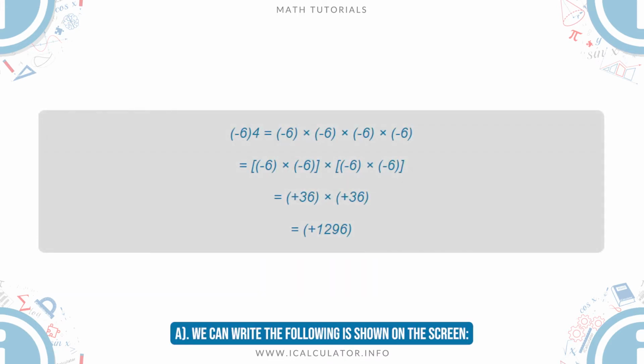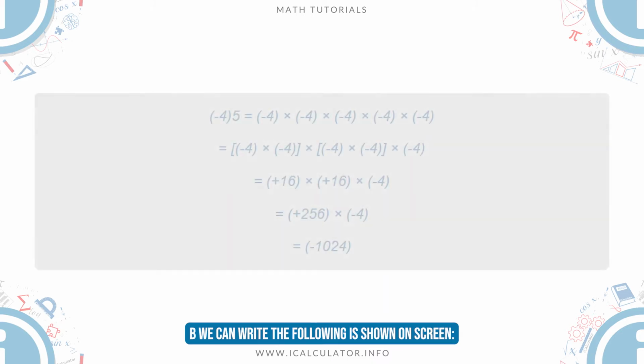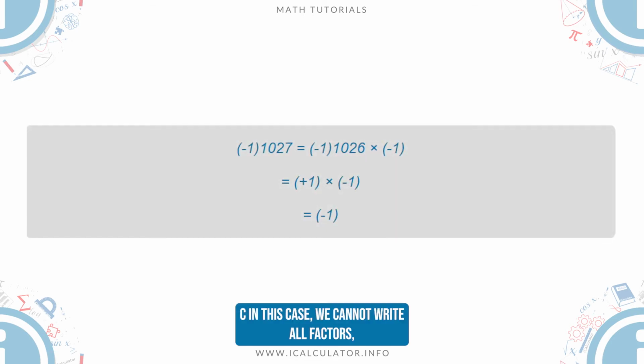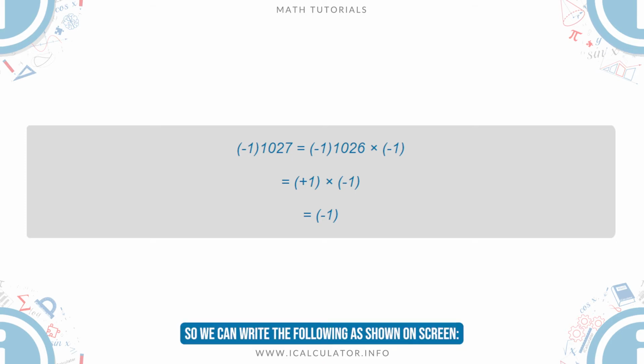A. We can write the following as shown on screen. B. We can write the following as shown on screen. C. In this case, we cannot write all factors, so we can write the following as shown on screen.